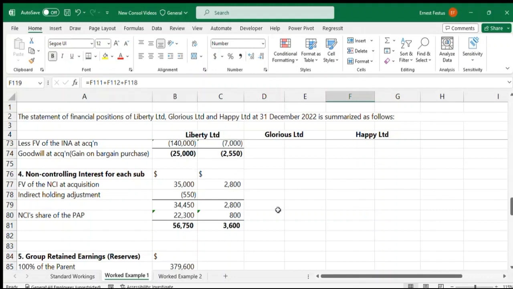In my next video, I'm going to walk you through the consolidated statement of profit or loss, and then also joint ventures. I'm also going to look at associates. Okay, so associates and joint ventures are actually regulated by IAS 28. Okay, IAS 28. So be on the lookout for my new videos.